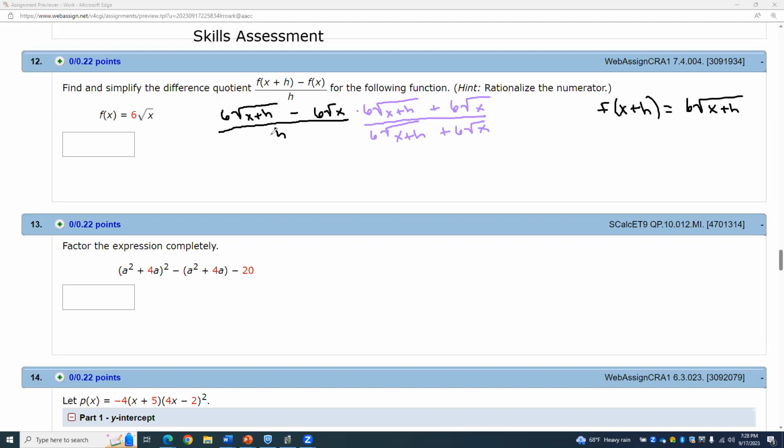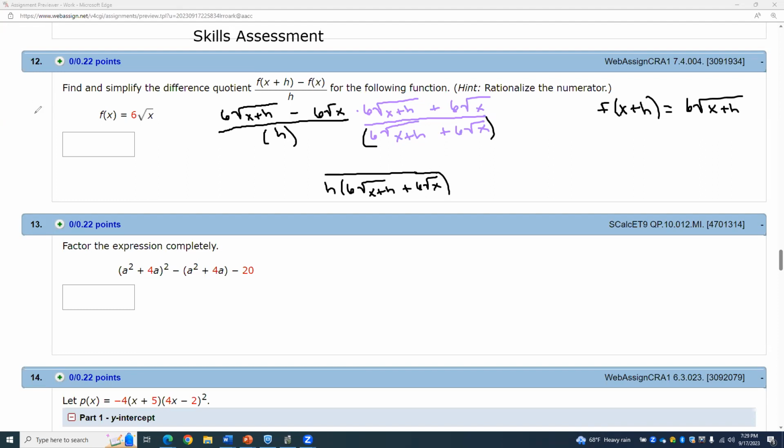And what do we do from here? The key is the bottom we leave. We're not going to mess with the bottom. The bottom's going to stay for right now: h times 6 times the square root of x plus h plus 6 times the square root of x. We're going to leave that hanging out there.